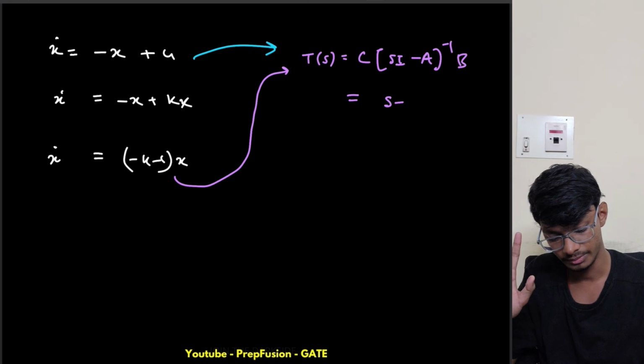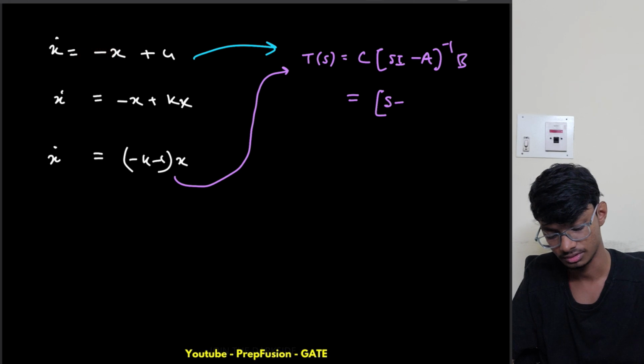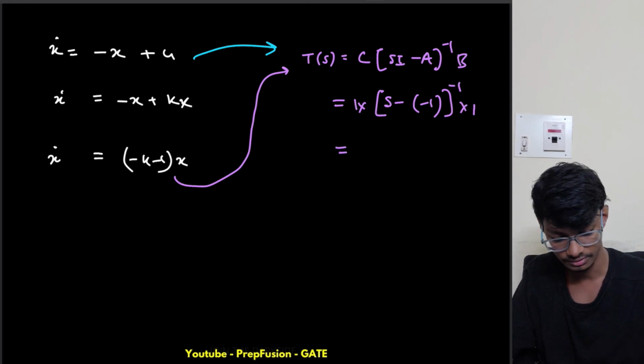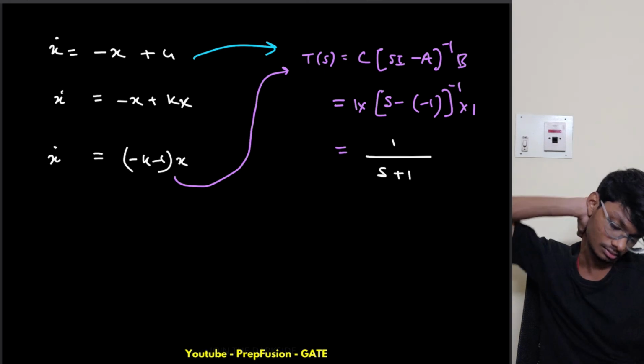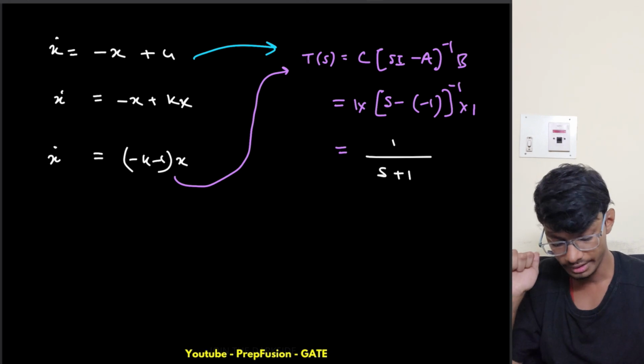So it becomes s minus A, and what is A? A is my -1, right? So minus of -1 times 1, and this is an inverse, so this becomes 1 over (s plus 1), okay? So this is what my transfer function is now.